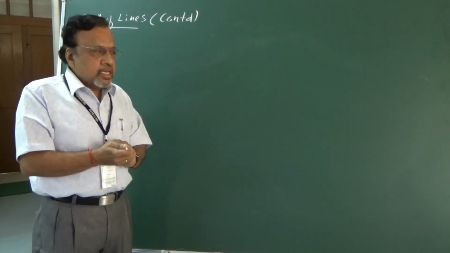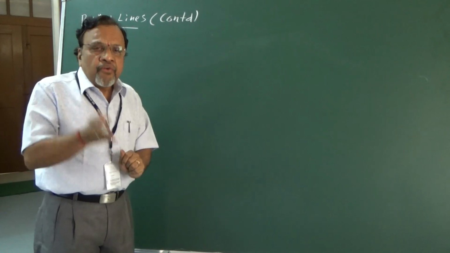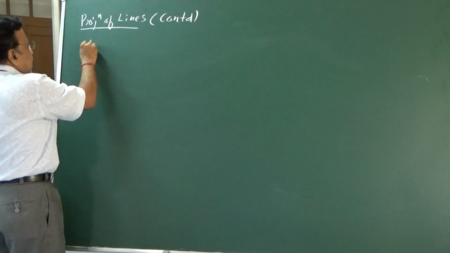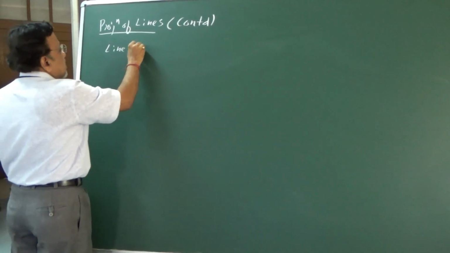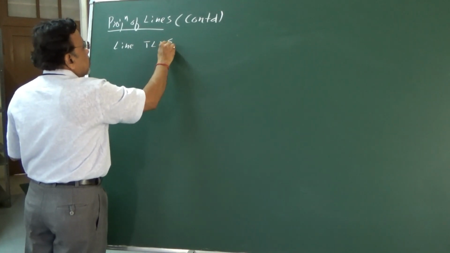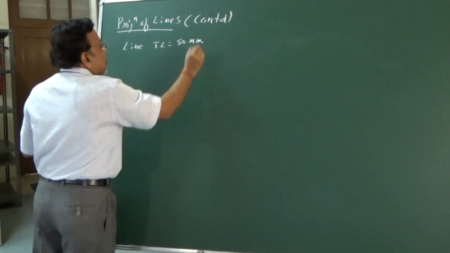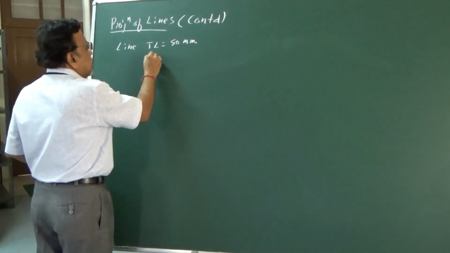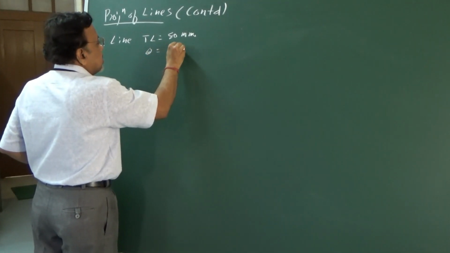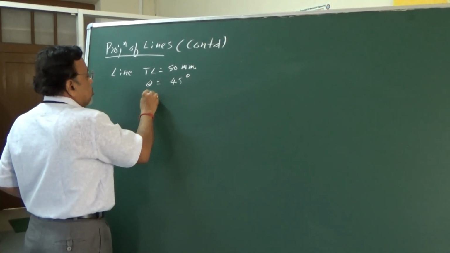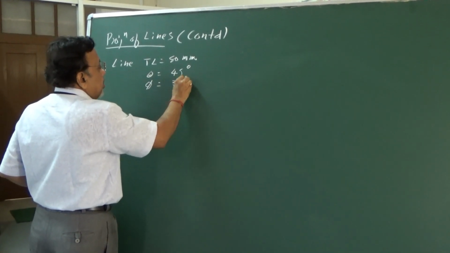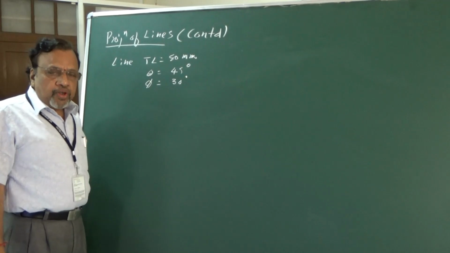Okay, so let me consider one more important problem wherein I will consider a line. Let us say I know the true length, given as 80 mm, and the line inclination is given as 45 degrees to HP and 30 degrees to VP.